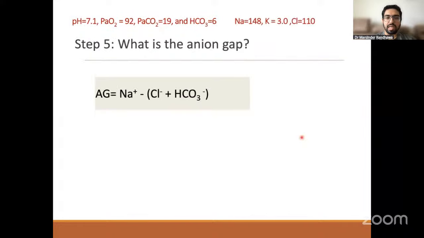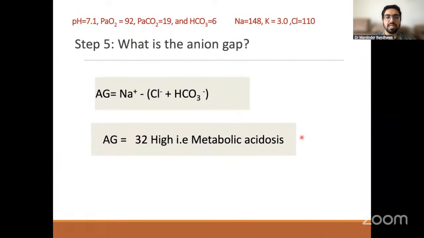The next step is to calculate the anion gap. Here the sodium was 148, chloride was 110. So this leads you to a difference of 38, and your bicarb is only 6. So your anion gap is coming out to be 32, which is very high. Your normal anion gap is 12. So this is a high anion gap metabolic acidosis.